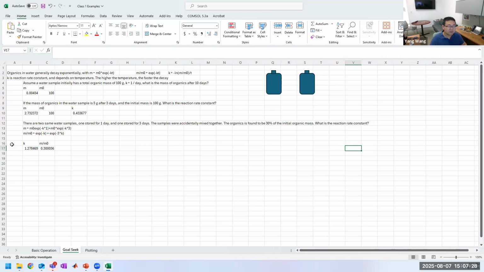So now if we list out the process with the equation, the mass is the actual mass found in the two bottles. So mass is going to be M0 exponential minus k multiplied by 1, plus M0 exponential minus k multiplied by 3, because the other one was stored for 3 days. Then you can divide by M0 on both sides. So you have M divided by M0 equals exponential minus k plus exponential minus 3k. The problem wants you to find the k value.